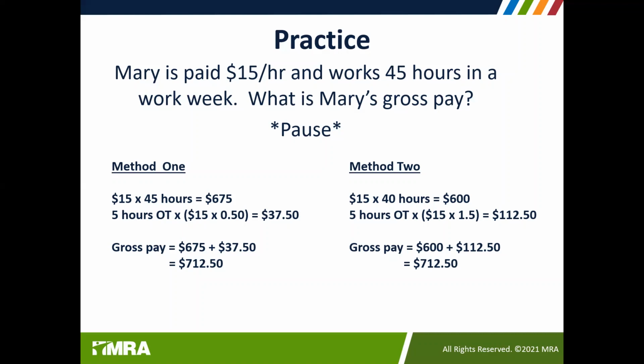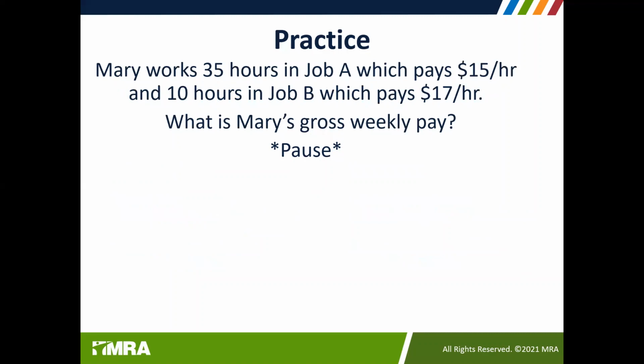Now, let's practice a scenario where an employee works overtime at two different jobs paying different hourly pay rates. In this example, Mary works 35 hours in job A, which pays $15 per hour, and 10 hours in job B, which pays $17 per hour. What is Mary's gross weekly pay?